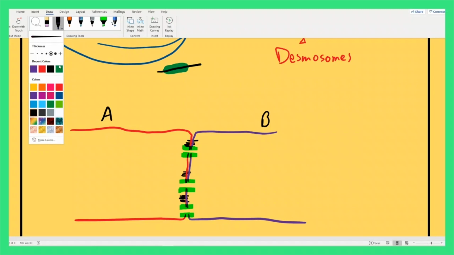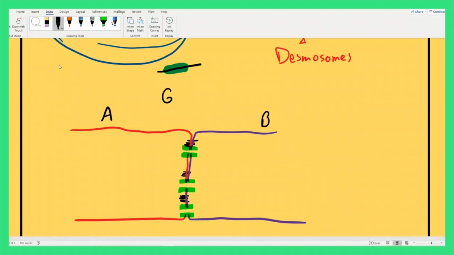So this gap junction is fused cell membrane proteins that form an ion channel. That's a key thing to remember from 223. They form an ion channel, a tunnel from cell A to cell B.